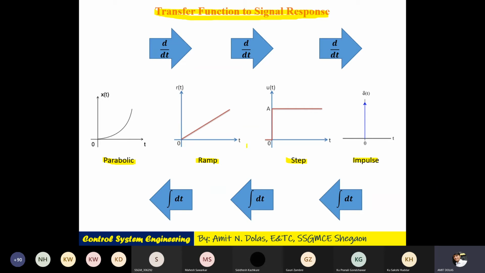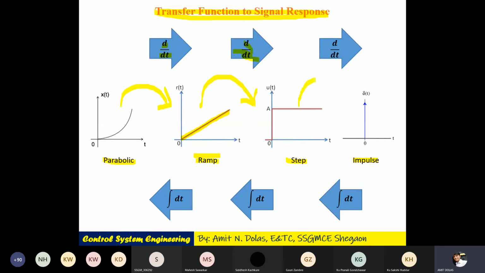So I have shown, in a shortcut way, on a single PPT. If I want to convert parabolic into ramp, then whatever your mathematical function is for the parabolic, you will differentiate that. It will be converted into ramp. If you want to convert ramp into step, again you have to differentiate the ramp. You know, this is nothing but t. This line is nothing but t, a ramp. If you differentiate that, d by dt, then you will get step.